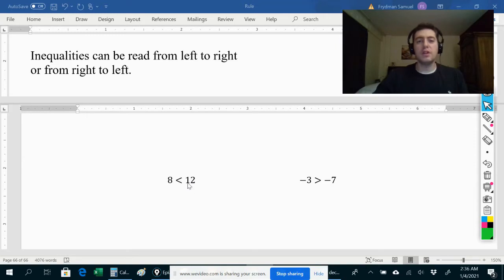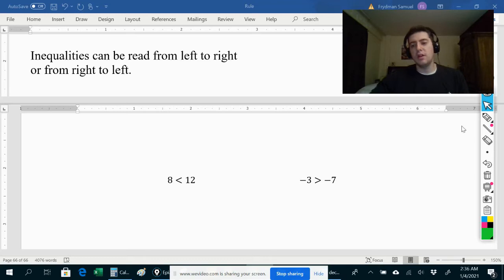But I could also read it from right to left. I could say 12 is greater than, because if I'm reading it from right to left this way, then I see that mouth first, right? So 12 is greater than 8, which also makes sense. 8 is less than 12, and 12 is greater than 8, right? So everything works out fine.